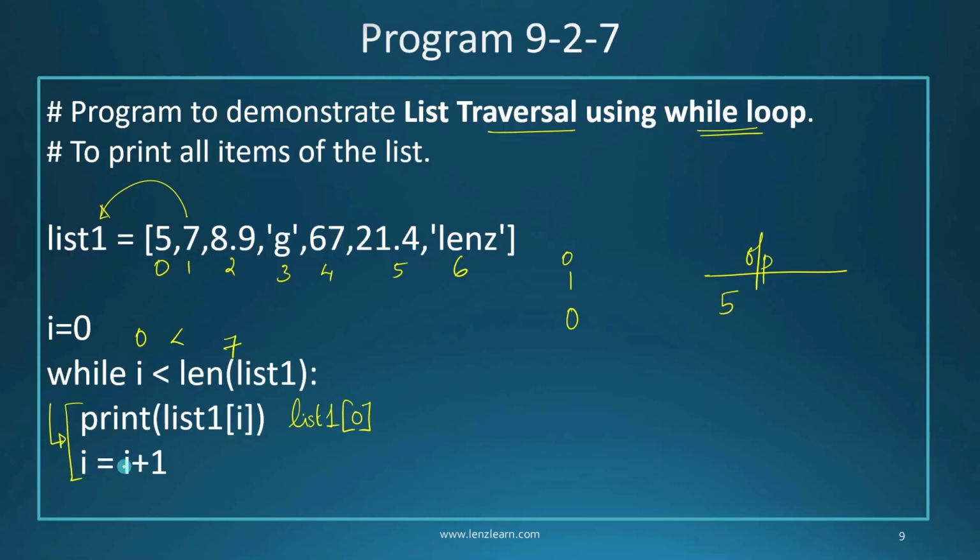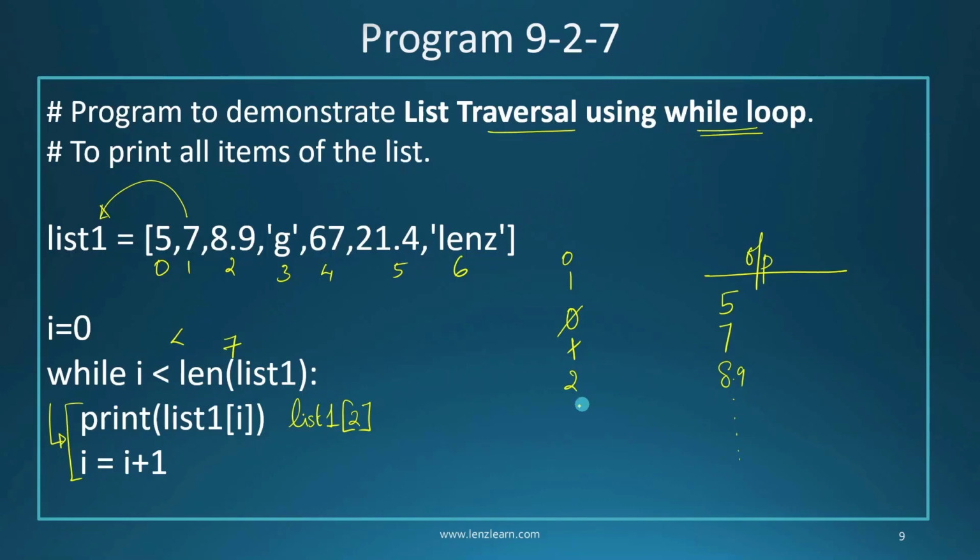The next statement will increase the value of i by 1, so the value of i will be changed to 1. Next I will check whether i is less than 7. It is true, I will come inside. I will try to print list 1 of i. Right now the value of i is 1, so I will print the value 7, which is available at index 1. Now the value of i will be increased to 2. I will check 2 is less than 7. It is true, I'll come inside and print the value of list 1 at index 2. So 8.9 will be printed.